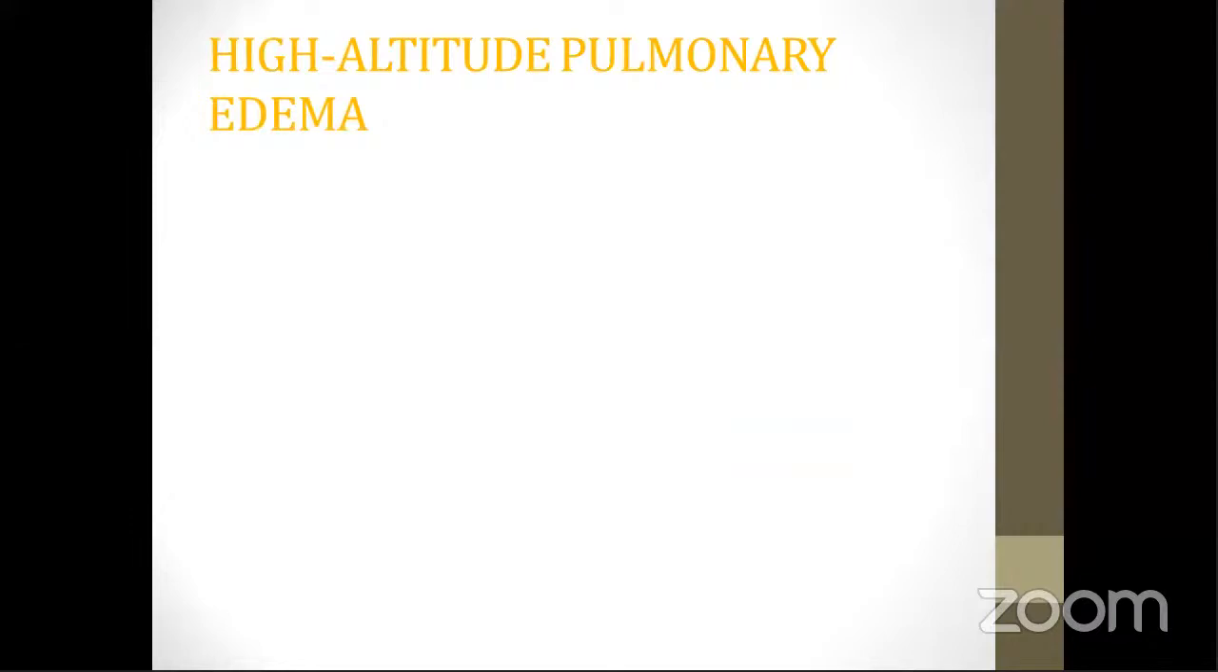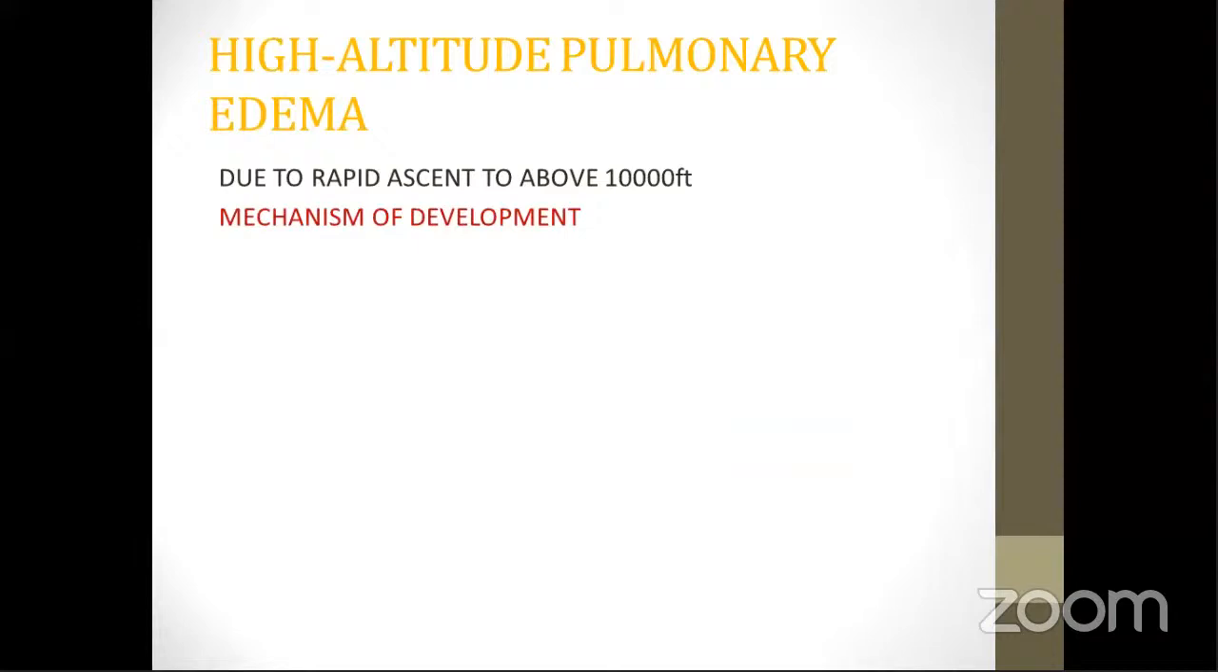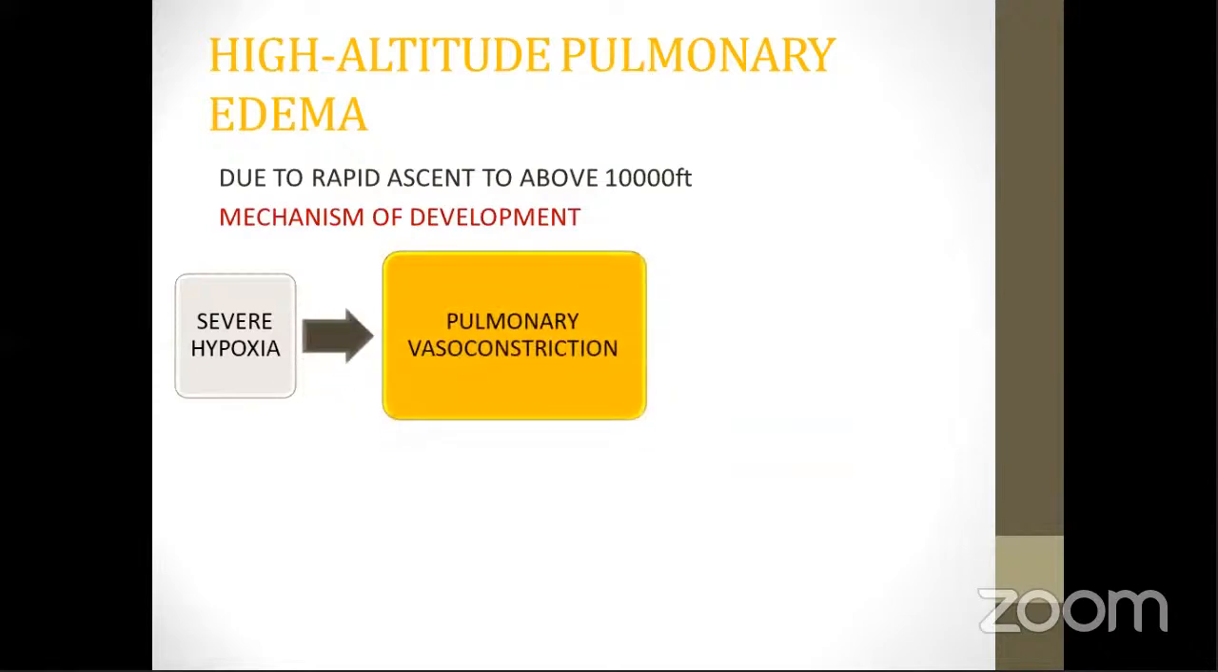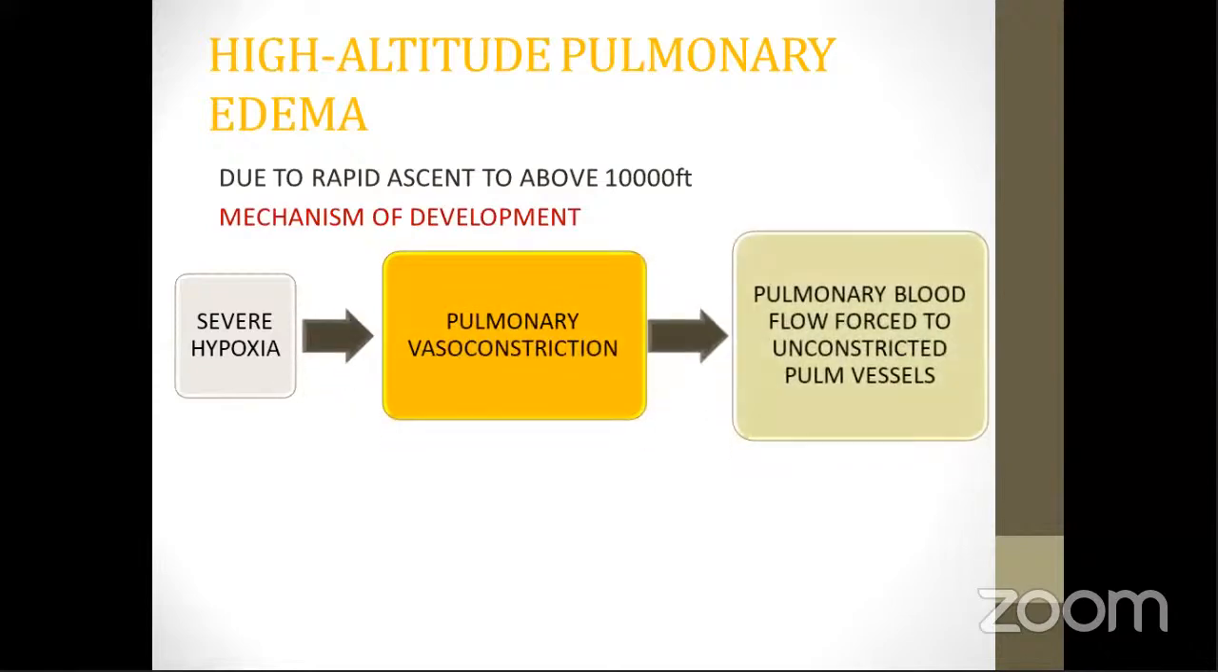And what is high altitude pulmonary edema? This high altitude pulmonary edema can be seen as a part of acute mountain sickness. It is due to rapid ascent to above 10,000 feet. And what is the mechanism of development of high altitude pulmonary edema? When there is severe hypoxia, there is pulmonary vasoconstriction, and this will cause pulmonary blood flow to be forced to unconstricted pulmonary vessels.